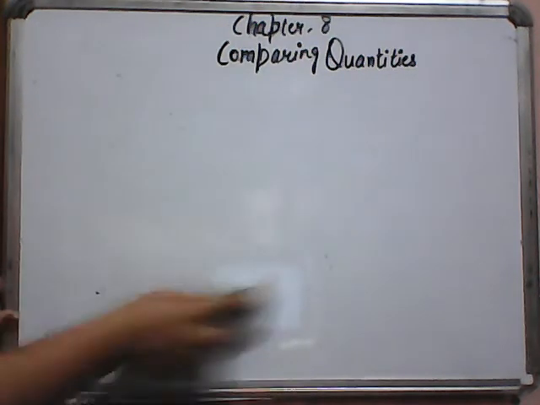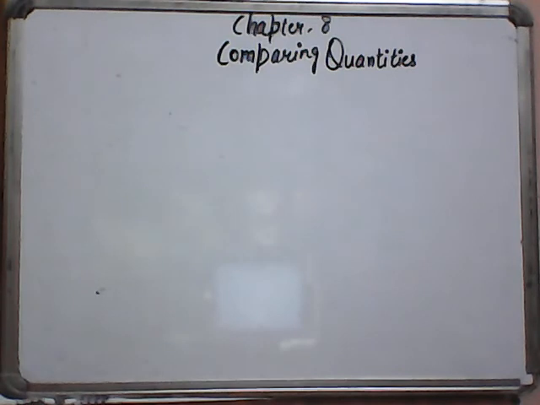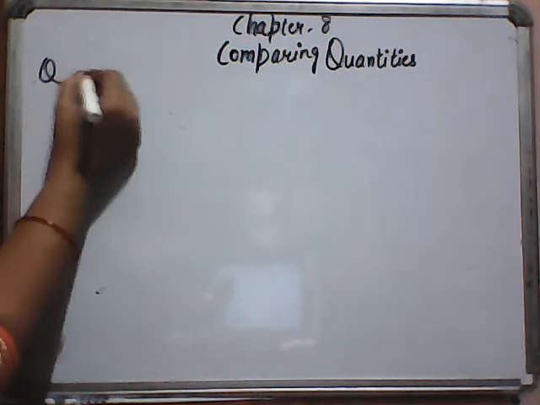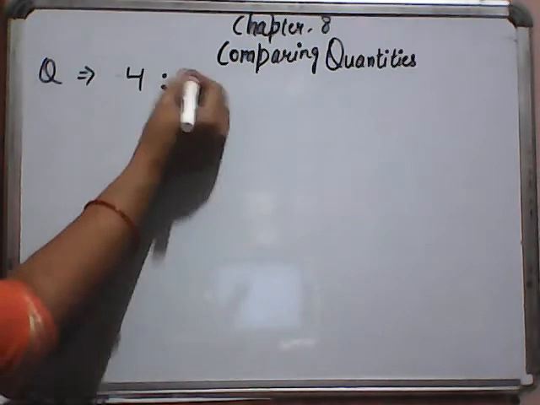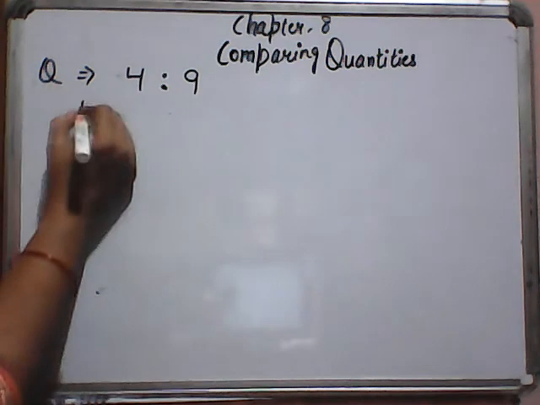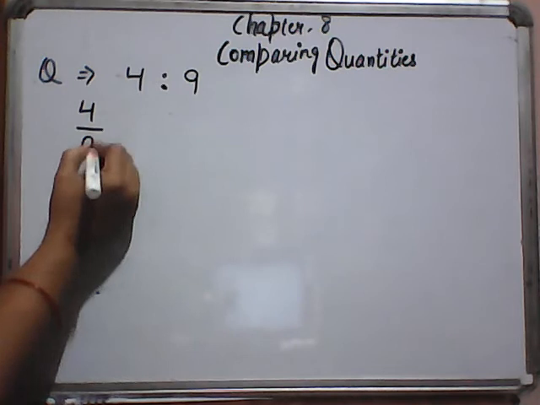Suppose in the next question, you have to find out the equivalent ratios. Next question is 4 is to 9. This ratio is given to you and you have to find out 3 equivalent ratios. Now we have discussed earlier how we can find out the equivalent ratios. Equivalent ratios can be obtained by multiplying or dividing the numerator and the denominator of a given ratio by the same number. Here 4 is to 9. It can be written as 4 divided by 9.